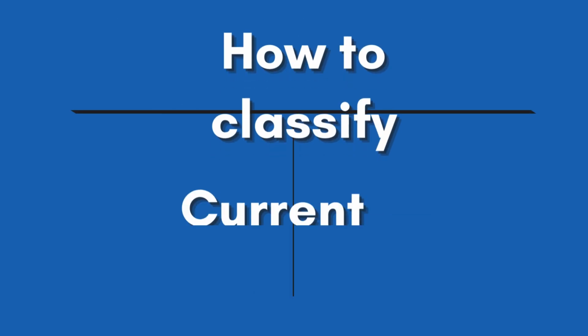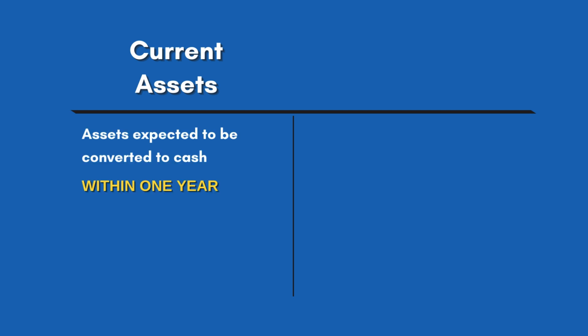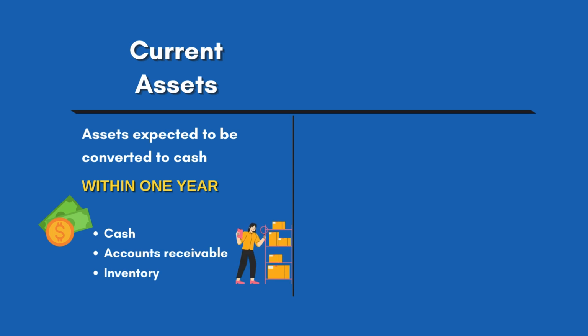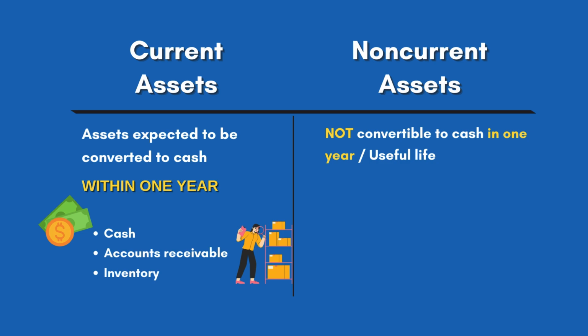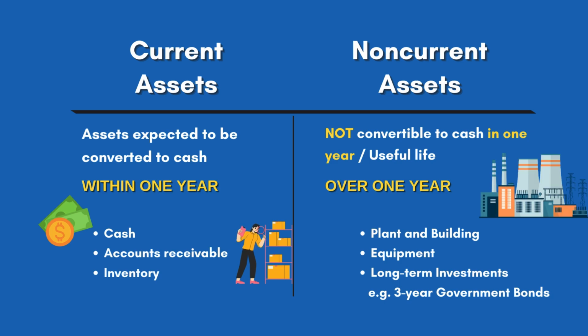Now, let's have a very quick look at classifying assets and liabilities as current or non-current. Current assets are expected to be converted into cash or used up within a year. Think cash, accounts receivable, and inventory. Non-current assets are not convertible to cash in one year or have a useful life of over one year, like plant and building, equipment, and long-term investments like 3-year government bonds.